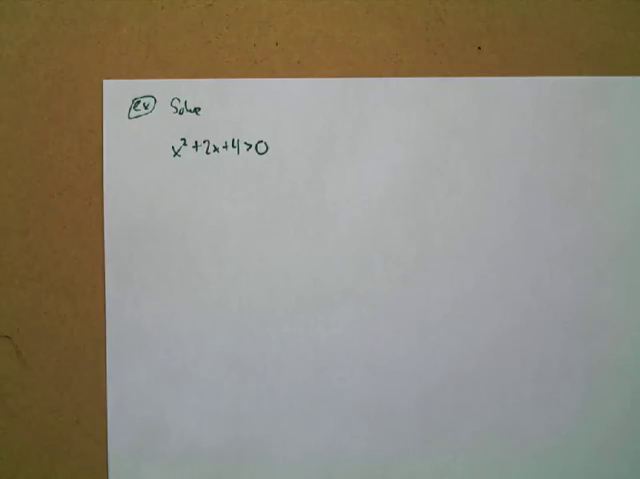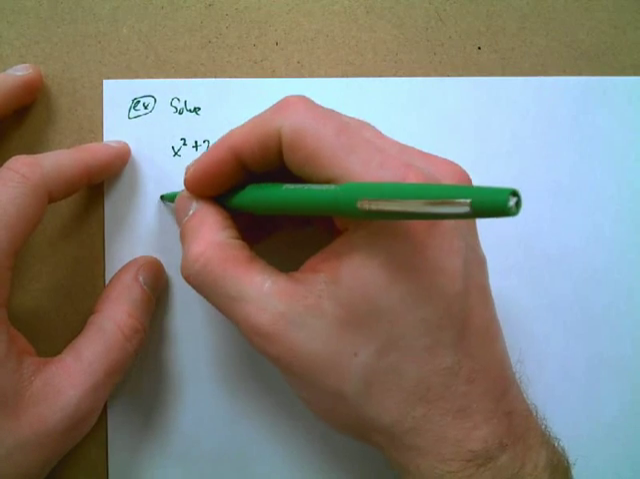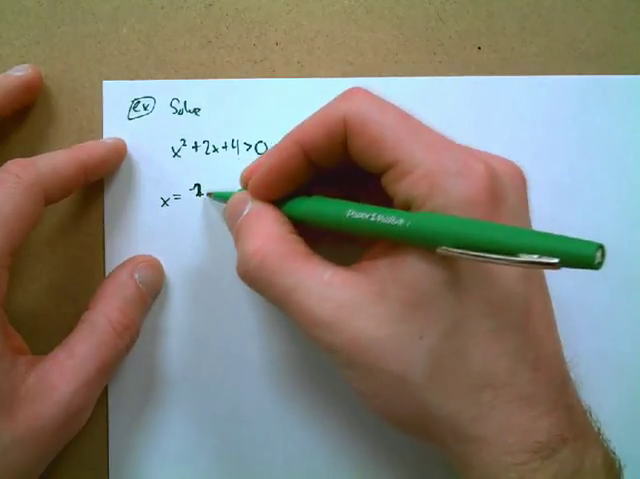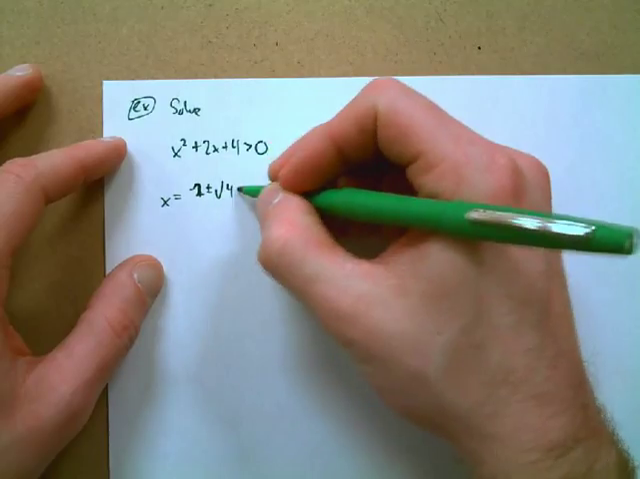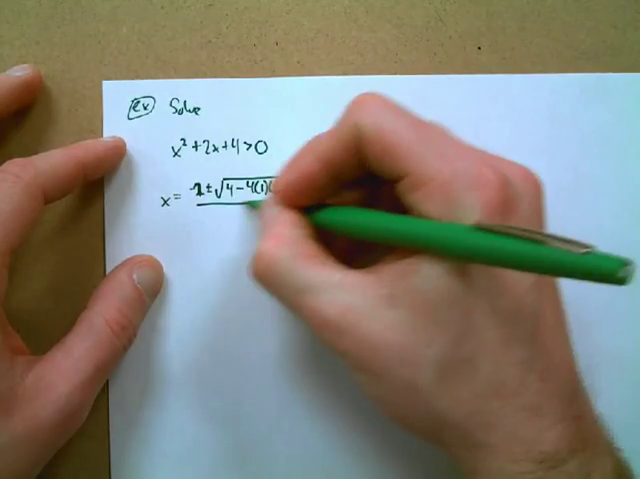What do we do? Well, we could get zeros for this using the quadratic formula, right? So we can't get zeros by factoring because it doesn't factor nicely, but we could still get zeros potentially by using the quadratic formula. So let's use that. So we get x equals negative b, so negative 2, plus or minus the square root of 2 squared, which is 4, minus 4 times 1 times 4, all over 2 times a, which is 1. But we can see that what's going to be true about our zeros here? Imaginary. Okay, so we don't have any zeros.